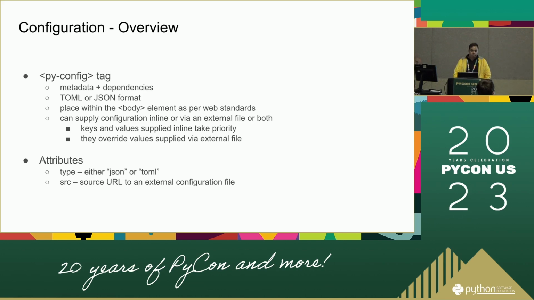And you can do both as well. I'll come to it later. So the only attributes that we have for this tag are type and source. The type is if you're using toml or if you're using JSON. By default, it's toml. We won't go into JSON for this particular tutorial, but it's a one-to-one correspondence, so that should be easy. And source, as you saw in the previous application.